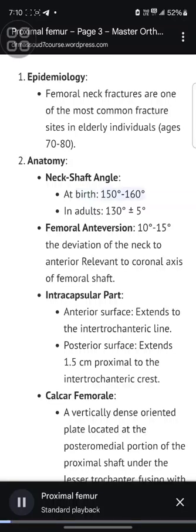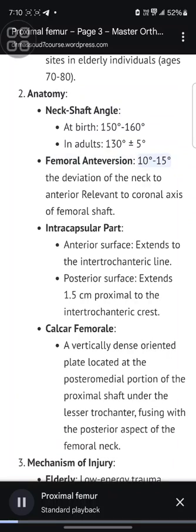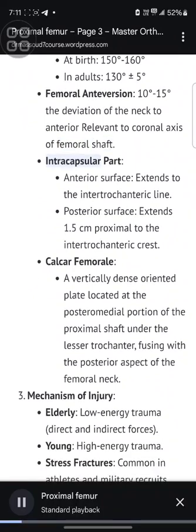At birth, 150 degrees to 160 degrees. In adults, 130 degrees plus or minus 5 degrees. Femoral anteversion. 10 degrees to 15 degrees, the deviation of the neck anterior relative to the coronal axis of the femoral shaft. Intracapsular part. Anterior surface.